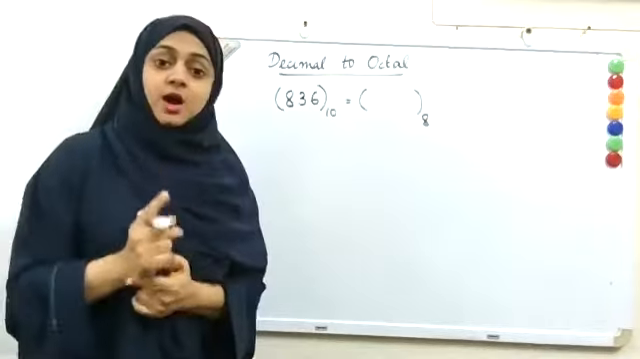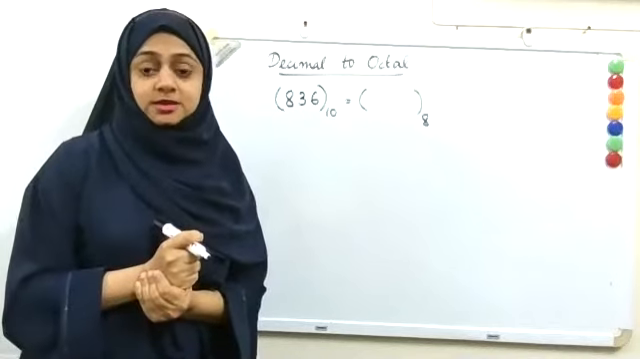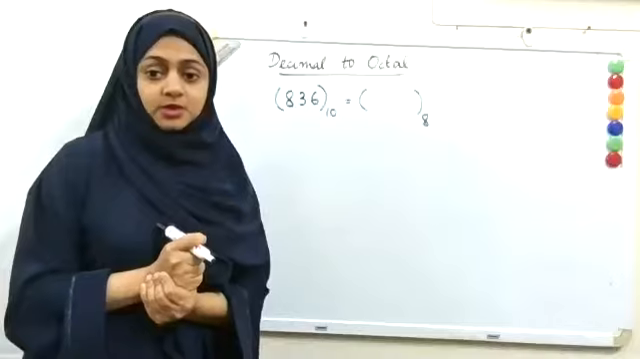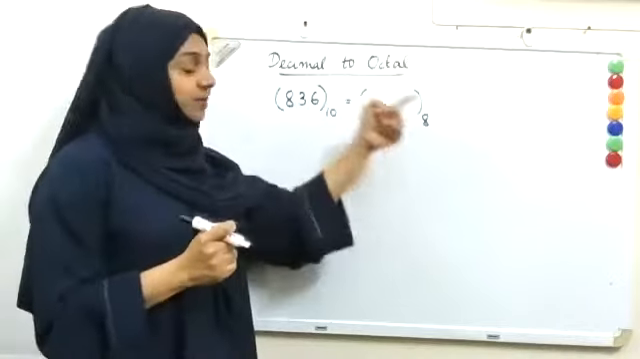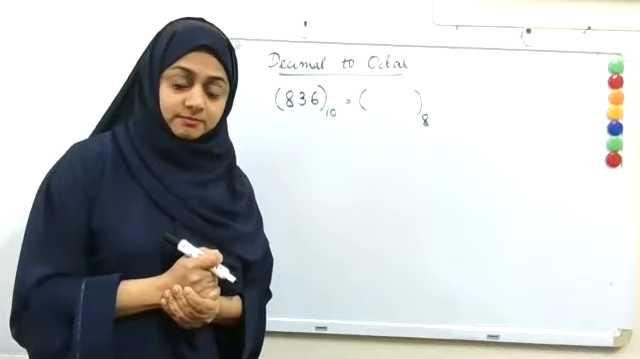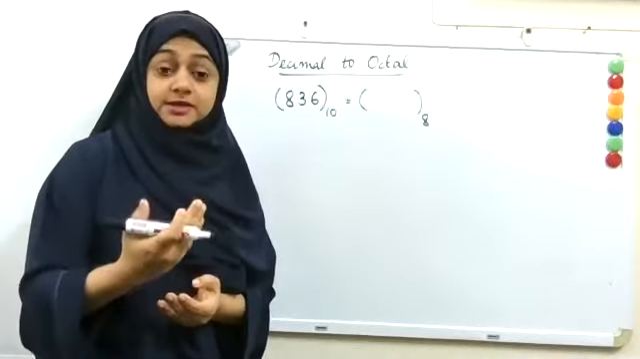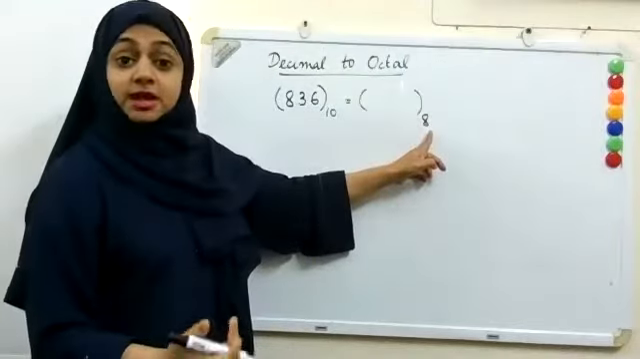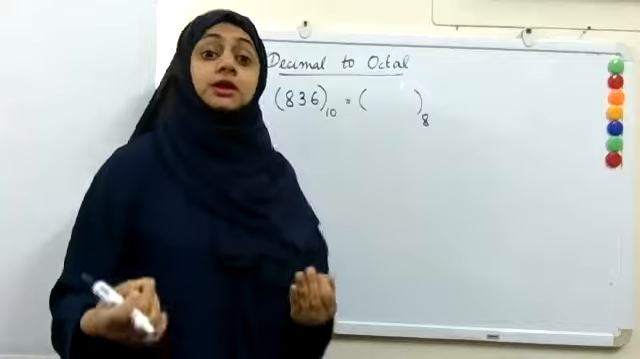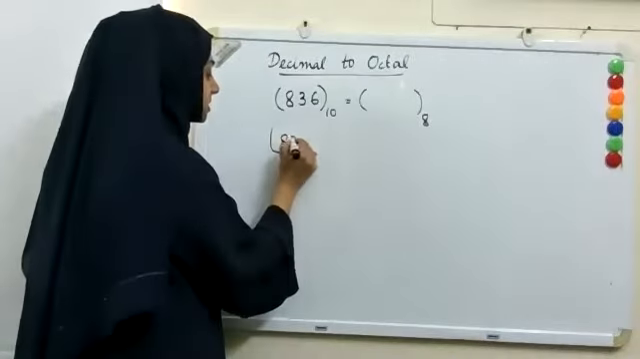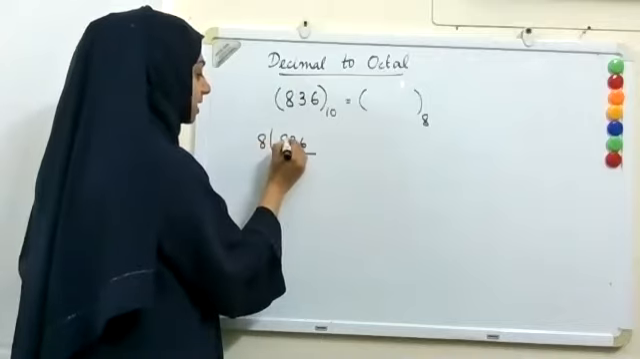Now, remember how we converted decimal to binary. What did we do? How did we convert a decimal to binary yesterday? Yes, we divided it by 2. So this time we have to convert it to base 8, so we have to divide it by 8. So we have to divide 836 by 8.